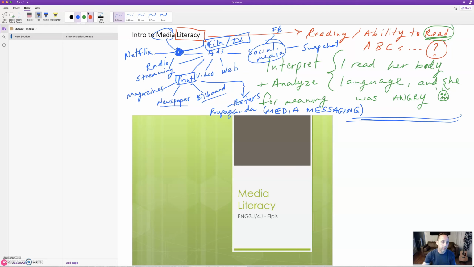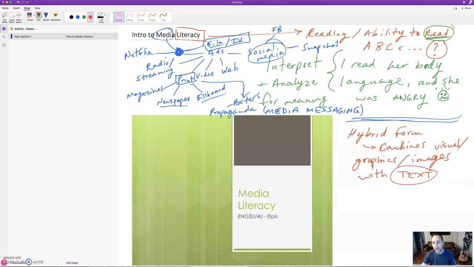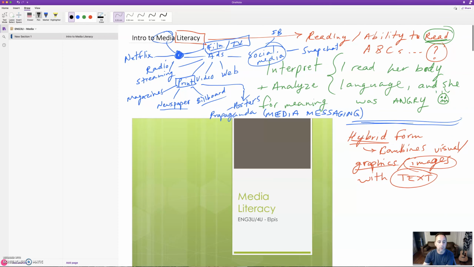Okay? And media is a hybrid form. Right? Because it blends together or combines visual, graphical, image-based graphics and images with text, right? So there'll be all kinds of rules about text and different rules about images and graphics that it uses when it combines in this hybrid form as a type of document. Okay. Now we say a text.